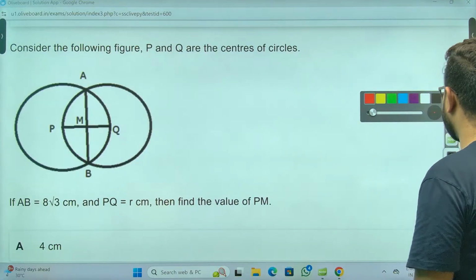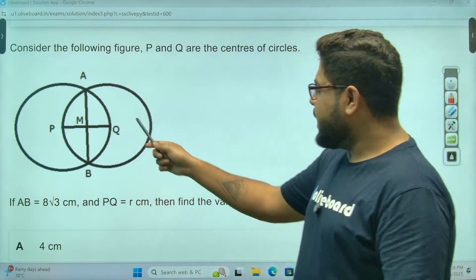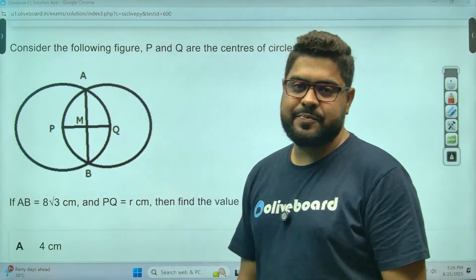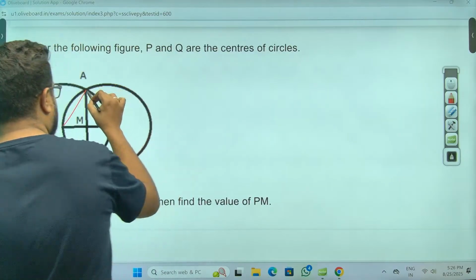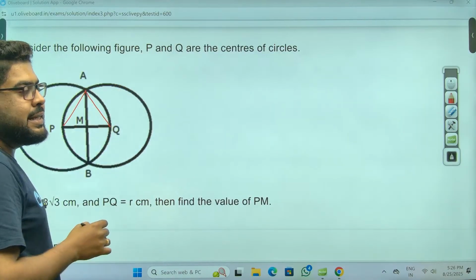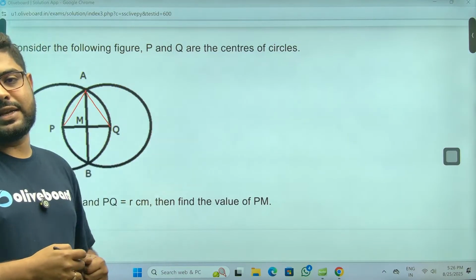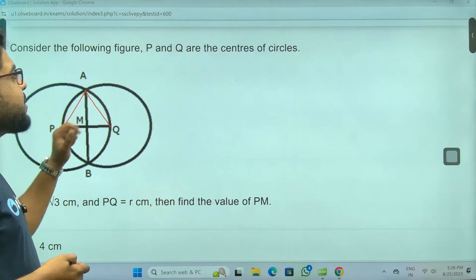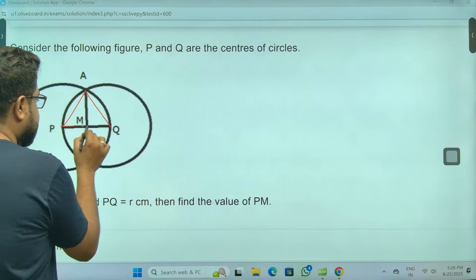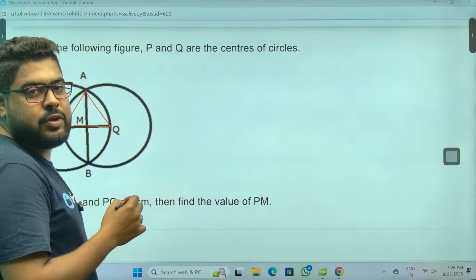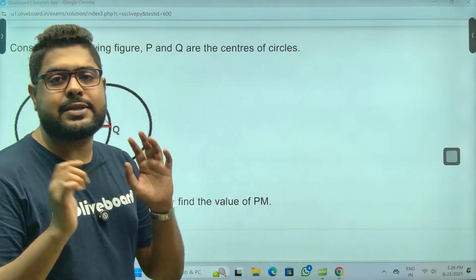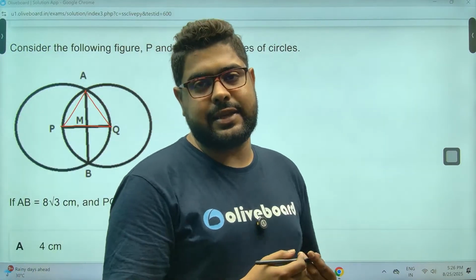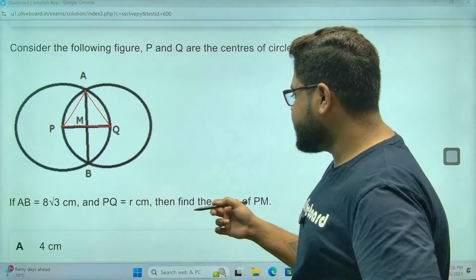Sir, again, I told you multiple times. If these two are centers, that means this triangle, if you join them and make this triangle, this is an equilateral triangle, sir. So all three, PA, PQ, AQ, all are radius. All are actually radius, right?